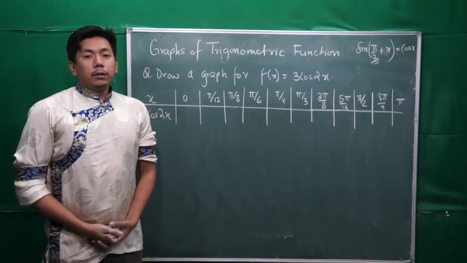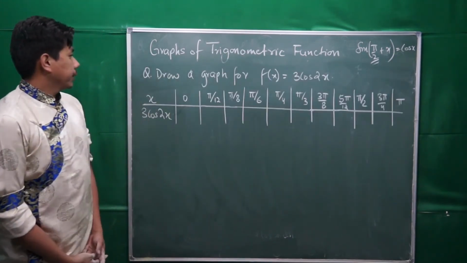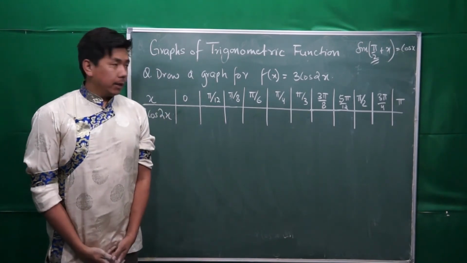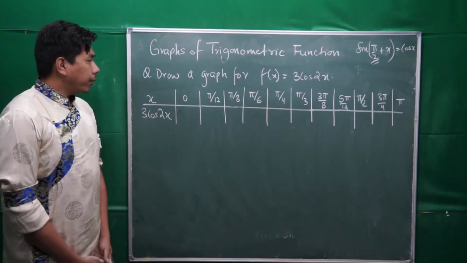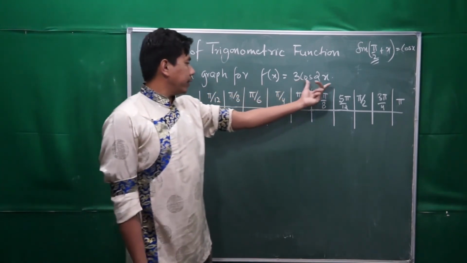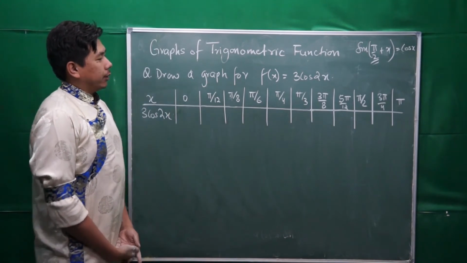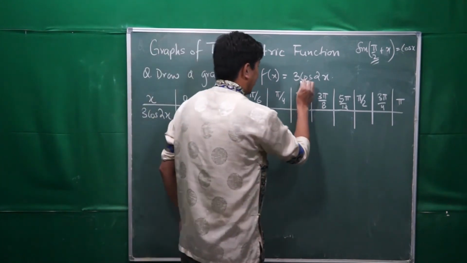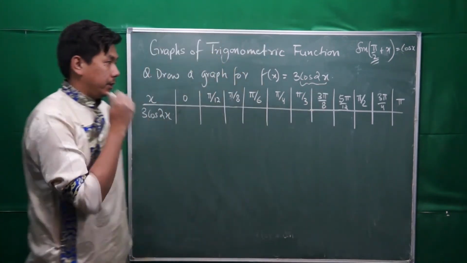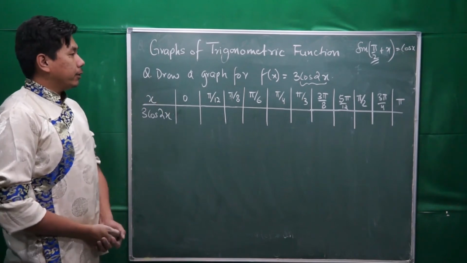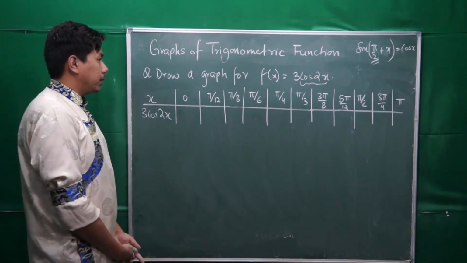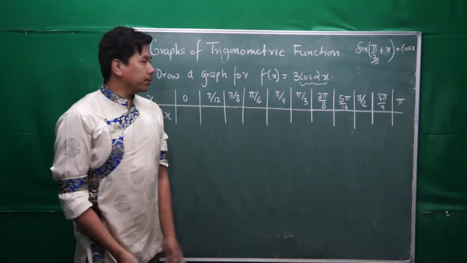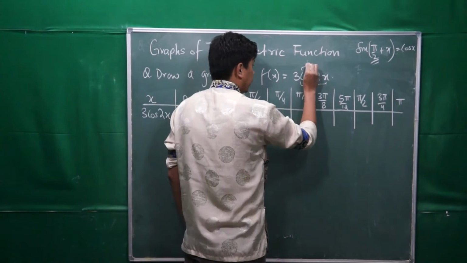Next, we are going to talk about a random function that contains a trigonometric function as well. By random function I mean in this function we have 3 cos 2x. It's not a regular trigonometric function, however as you can see it includes a trigonometric function, which is cos 2x, now multiplied with 3. That being said, the cos function has a range between -1 to +1.